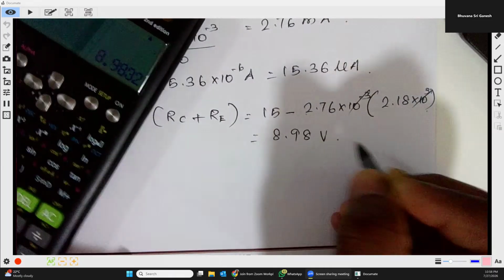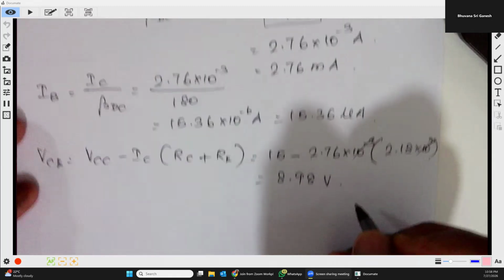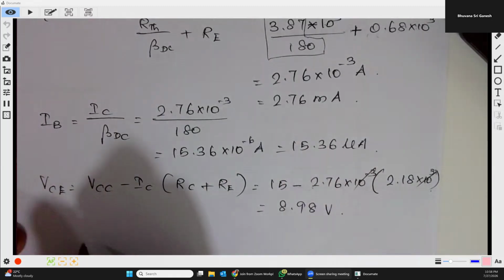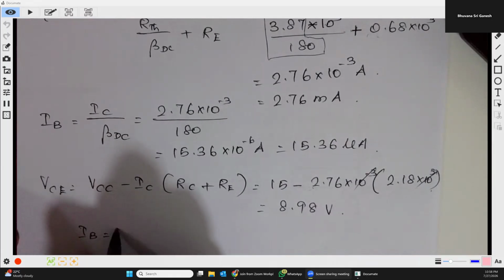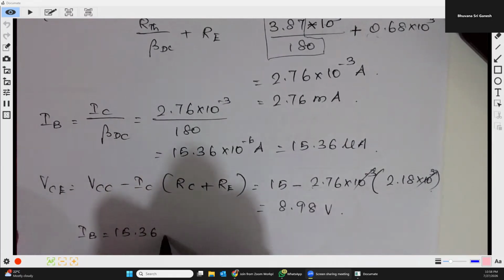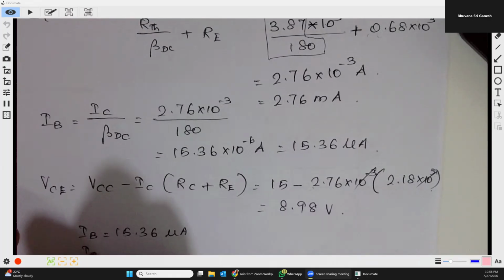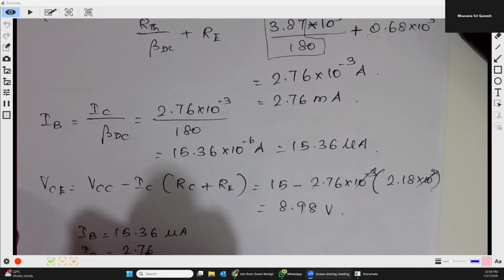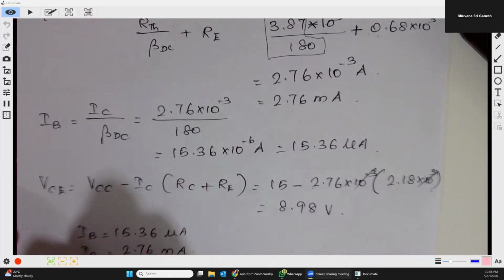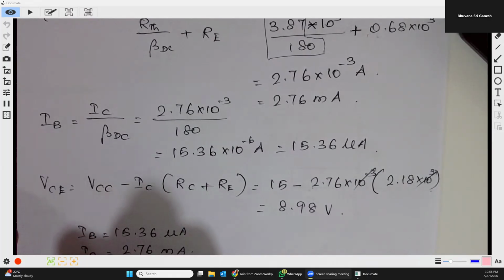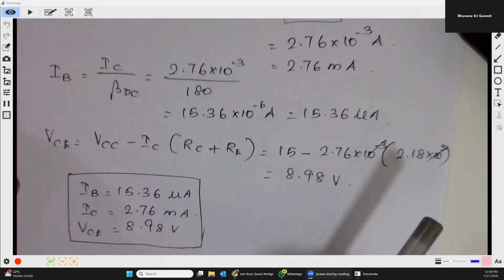Now all the three things that we have found in this question: IB equals 15.36 microamperes, IC equals 2.76 milliamperes, and VCE equals 8.98 volts. So all answers are here. We are done with this problem set.